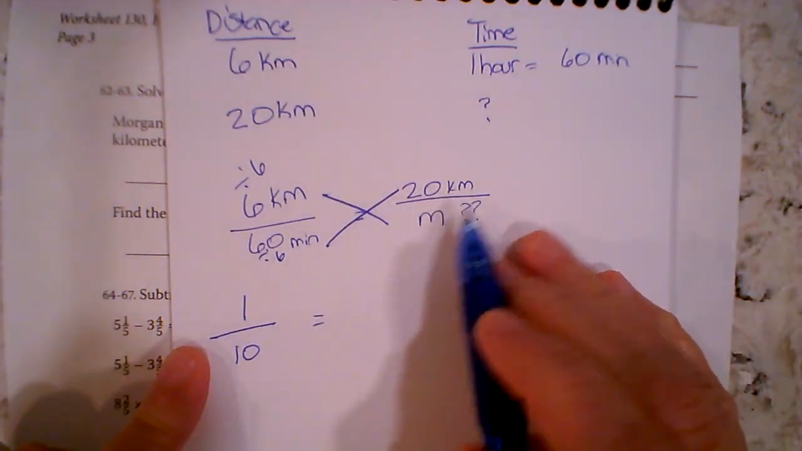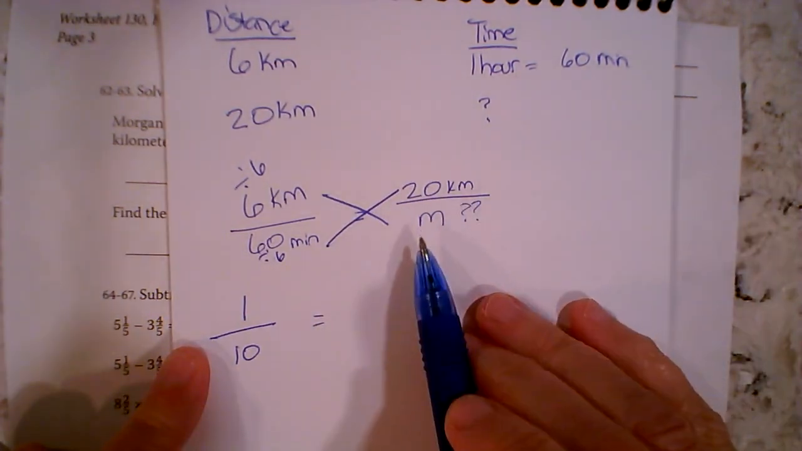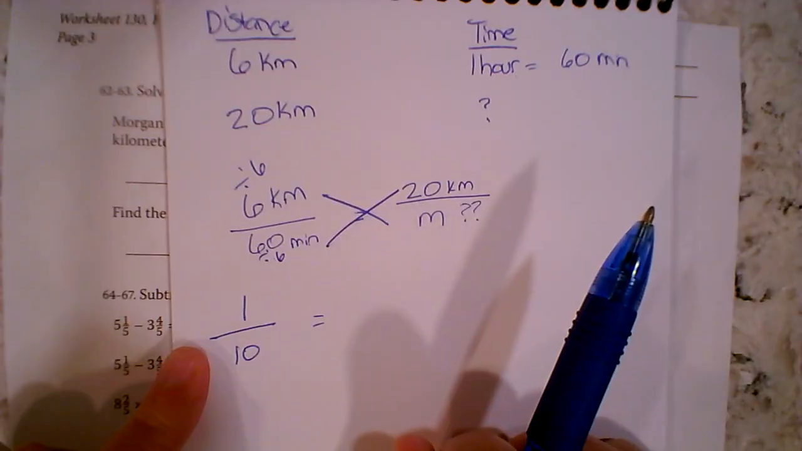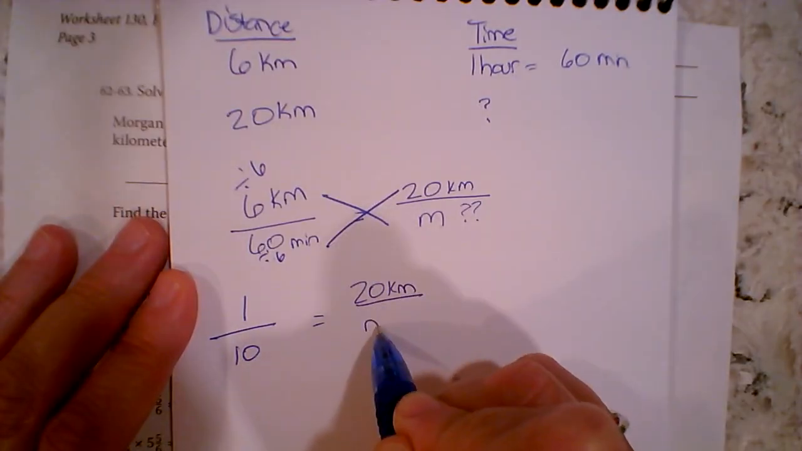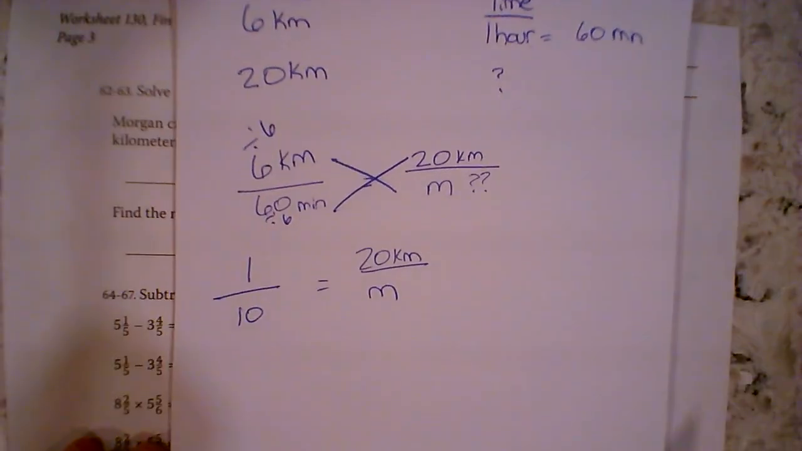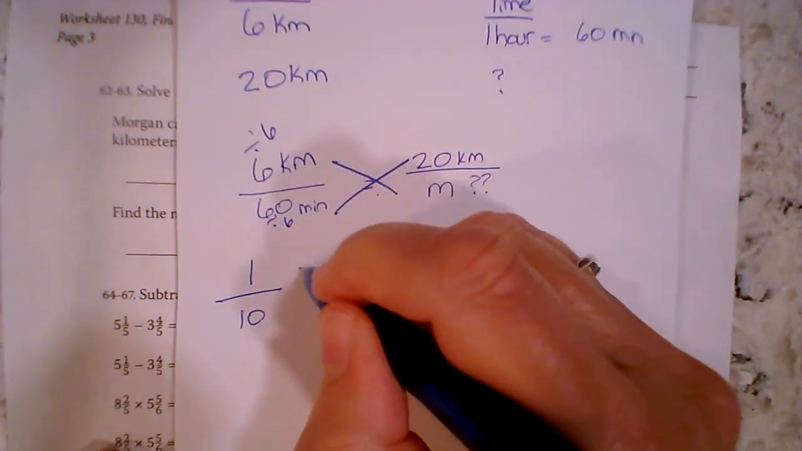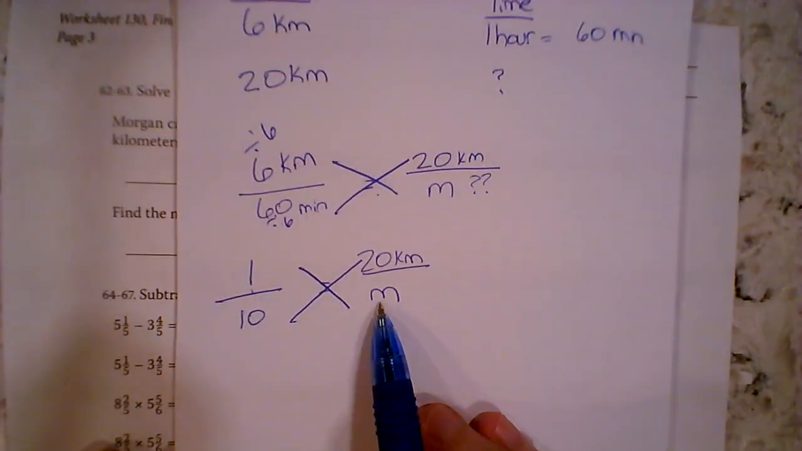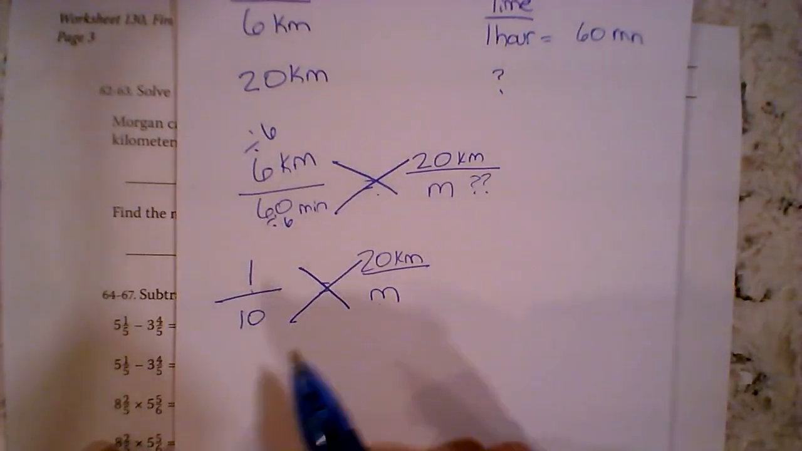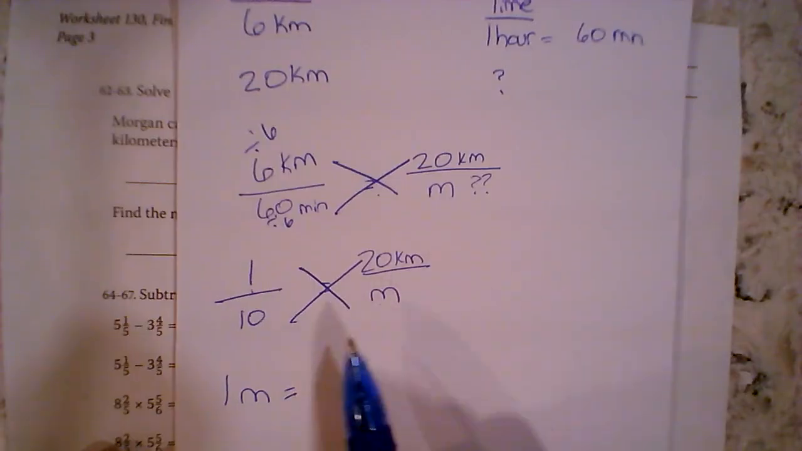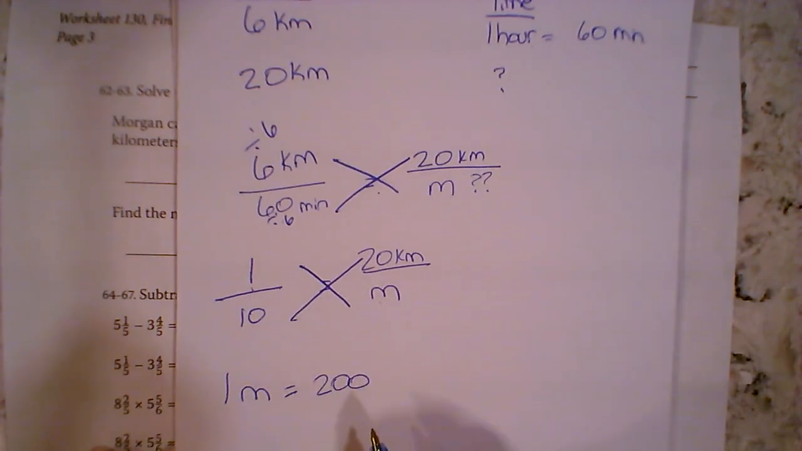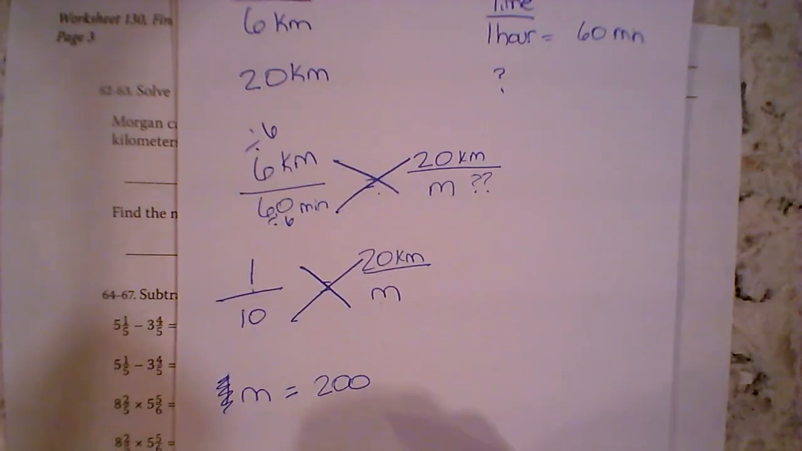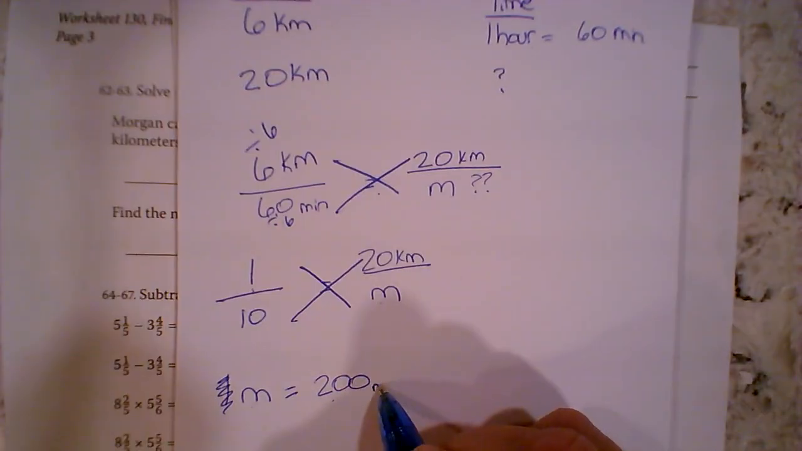Now this one stays the same. We cannot simplify that one because we don't know what the denominator is. So we are going to leave that as 20 kilometers over an unknown amount of minutes. Now this time we're going to cross multiply. So I have 1 times m, 1m, equals 10 times 20, which is 200. And that actually is my minutes, because 1 times anything is m, right? So m is going to equal 200 minutes.